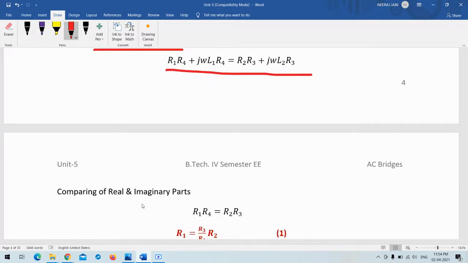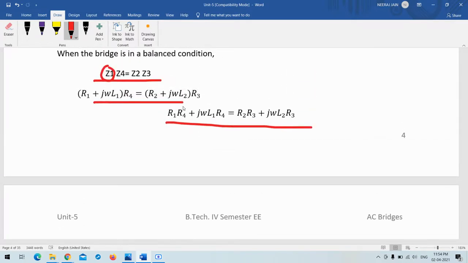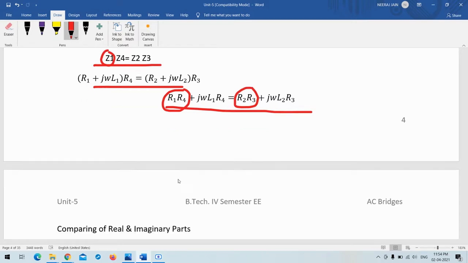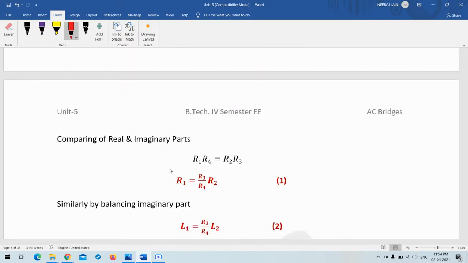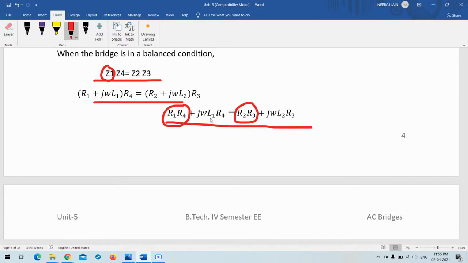So we can compare the real parts first. After comparing, there are two real parts, one on the left hand side and another on the right hand side. So R1 R4 is equal to R2 R3 if we compare the real part. Now we can calculate the value of R1, that will be R3 upon R4 into R2, denoted by equation number 1.